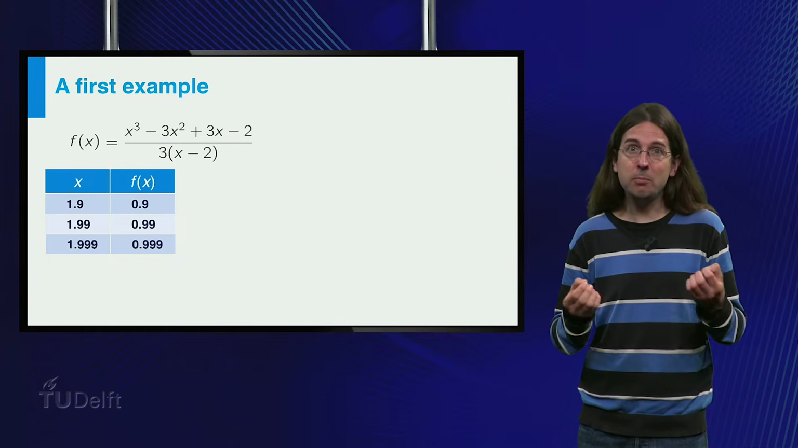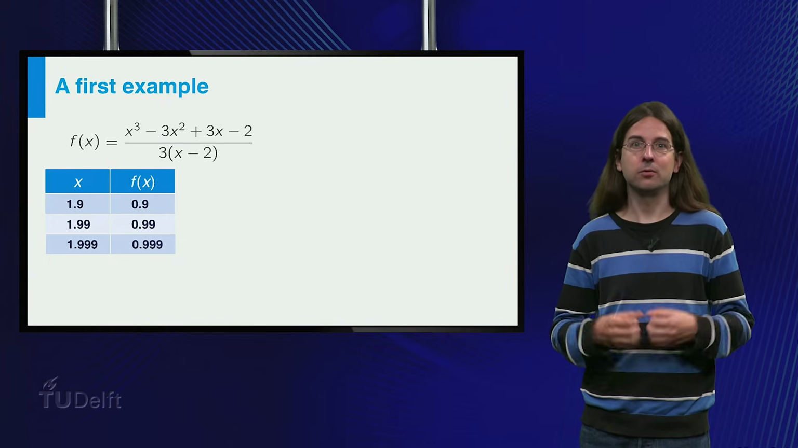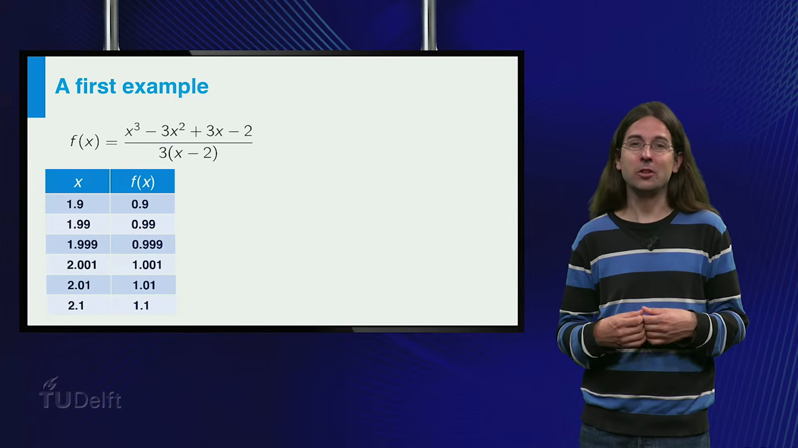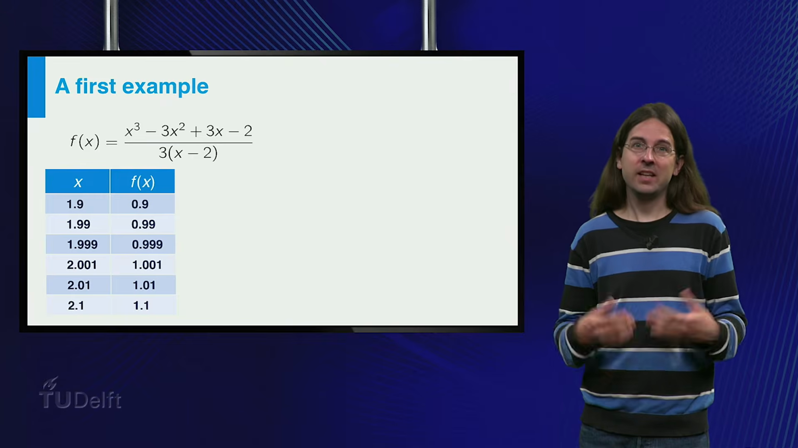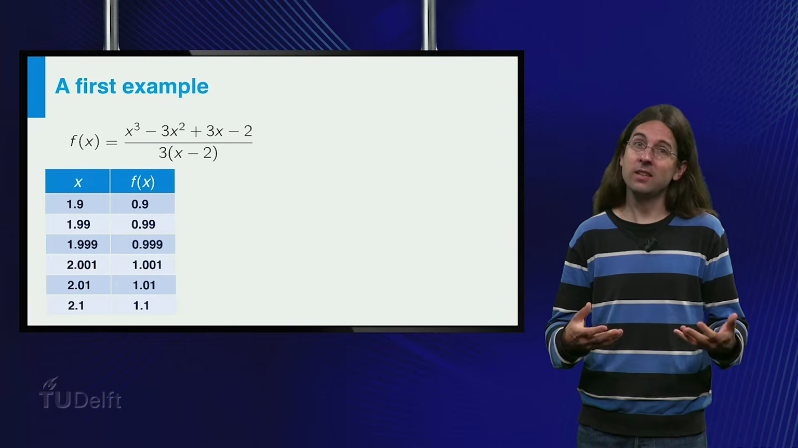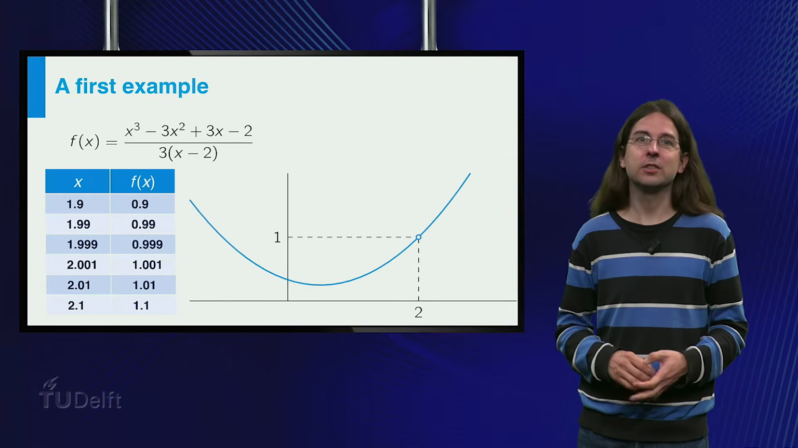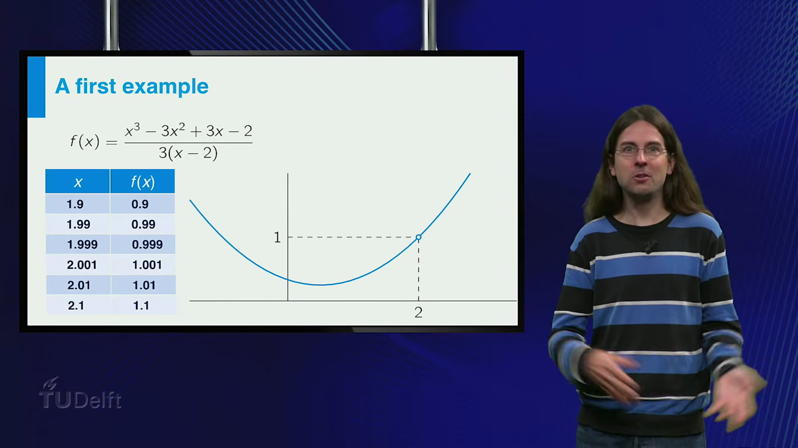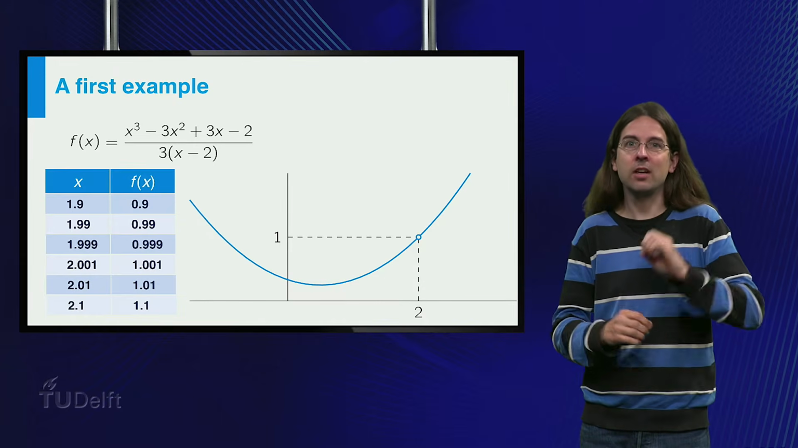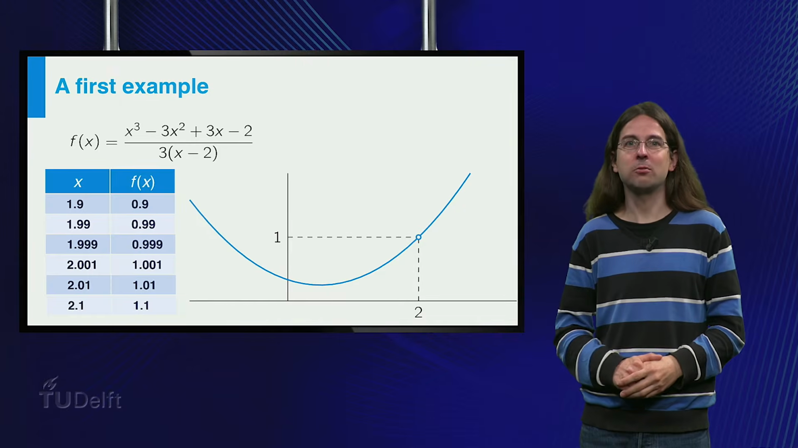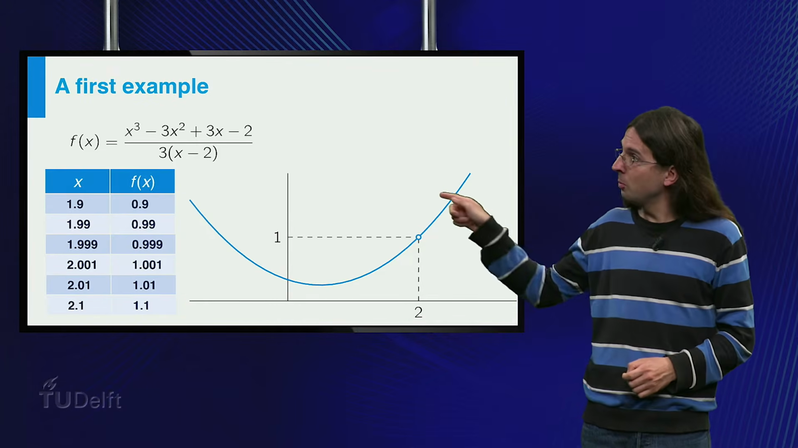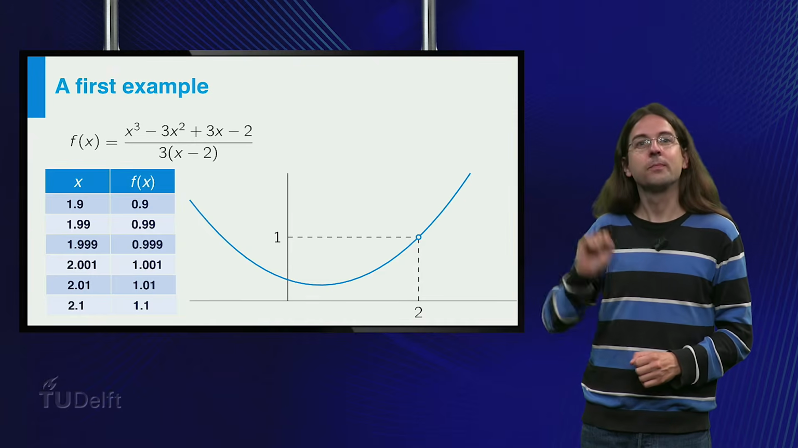This also happens if we plug in values of x greater than 2. f of 2.1 equals 1.1, f of 2.01 equals 1.01, and f of 2.001 equals 1.001. Indeed, if we draw the graph of this function, we see that it's just an ordinary graph with nothing special happening anywhere, except that we are not allowed to plug in x equals 2 into f. We indicate this in the graph by drawing an open circle at x equals 2.